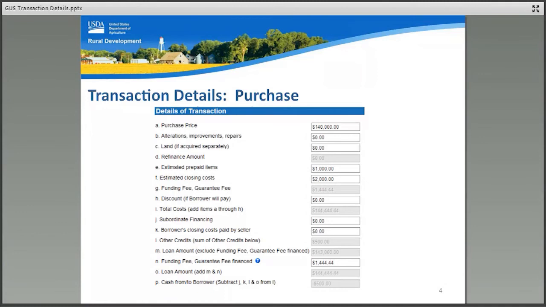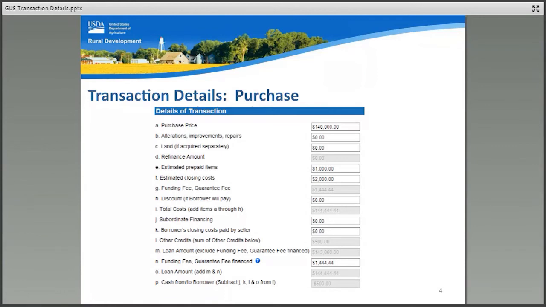L is other credits, sum of other credits below. When the other credits section is completed for earnest money, lender credits, etc., those amounts will be included in this section. The data field cannot be edited from this portion of the application page. M is for loan amount, exclude funding fee, guarantee fee financed. GUS will tally the total loan amount without any portion of the upfront guarantee fee. This data field cannot be edited.